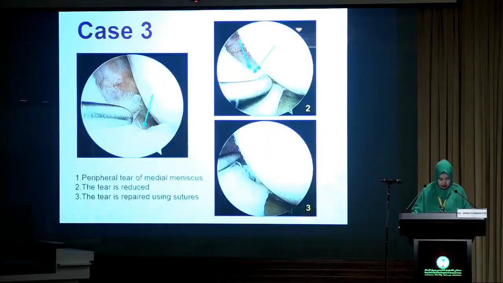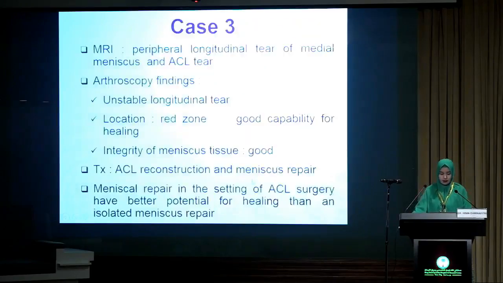And the arthroscopic finding is a peripheral tear of the medial meniscus. And then the tear is reduced and repaired using suture.